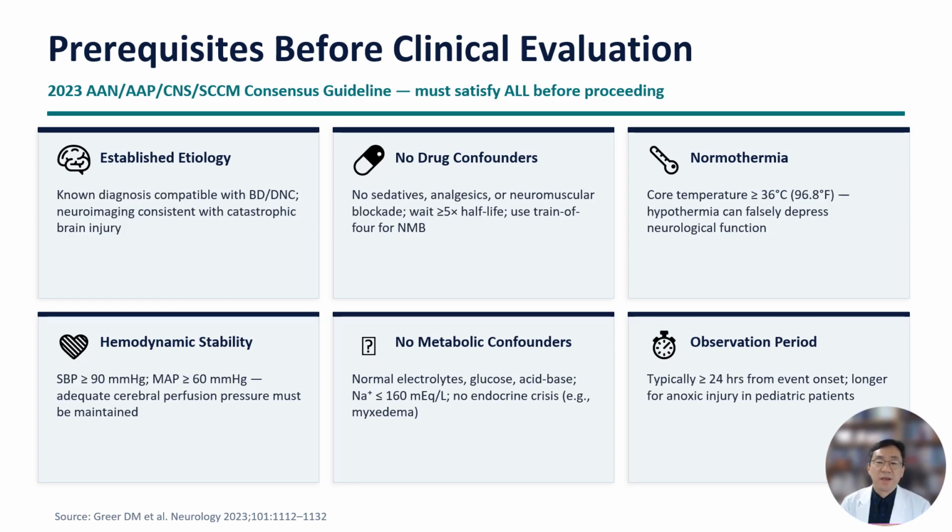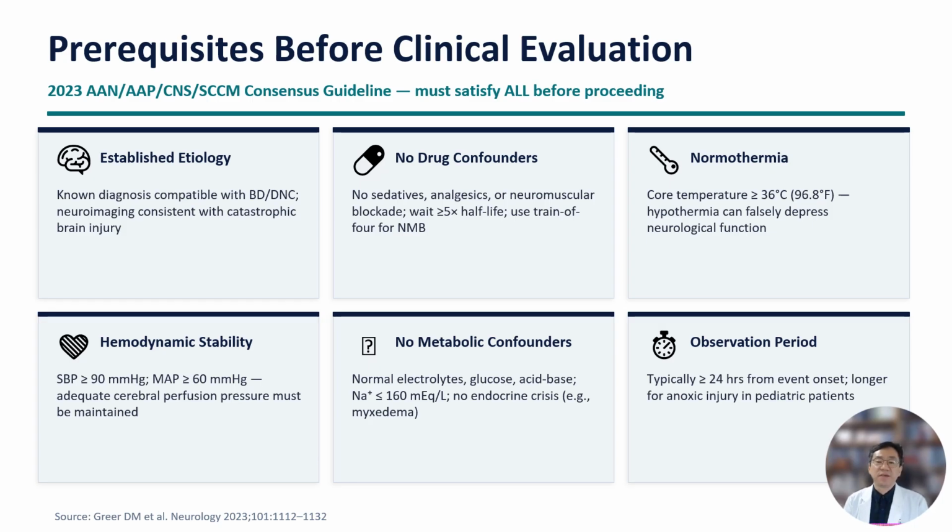Fourth, hemodynamic stability. Systolic blood pressure needs to be at or above 90 millimeters of mercury and MAP at or above 60. You need to ensure adequate cerebral perfusion pressure to make the assessment valid. Fifth, no metabolic confounders: normal electrolytes, glucose, acid-base state. Specifically, sodium should be 160 or less, no thyroid crisis, no Addisonian crisis, nothing that could independently suppress brain function.